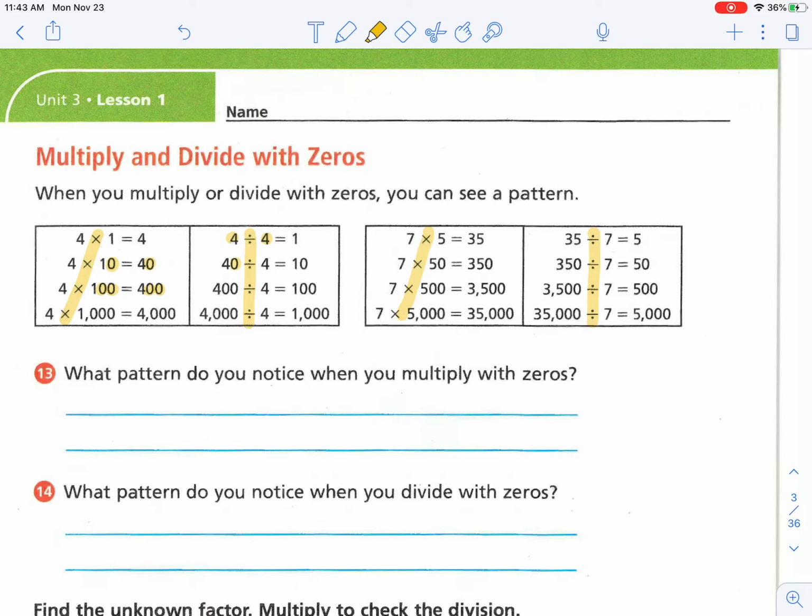Now, as I'm adding zeros on my division side, I'm also adding zeros on my equal side. So 40 divided by 4 is 10. 400 divided by 4 is 100. And 4,000 with 3 zeros divided by 4 is 1,000.